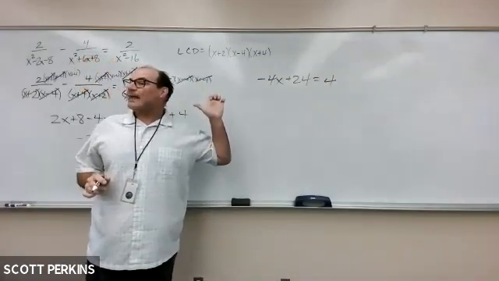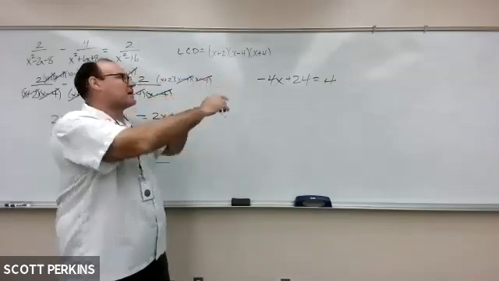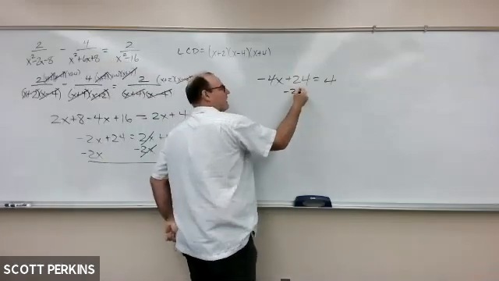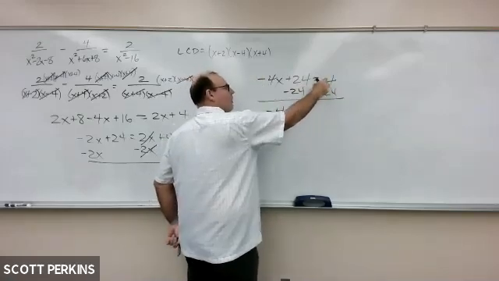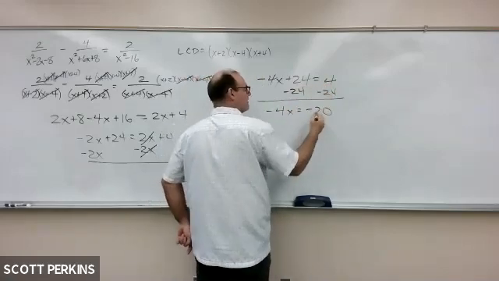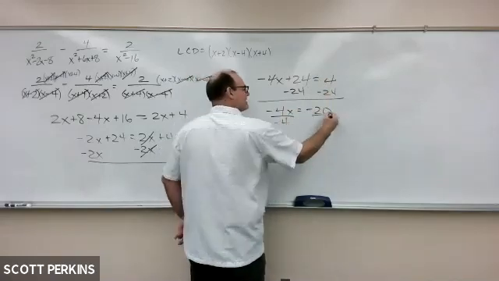All of my x's are now on the left where I want them. I'm going to put all the numbers on the right. So this is a plus 24. I'm going to subtract it. 4 minus 24 is negative 20. Divide, it's always the last step.